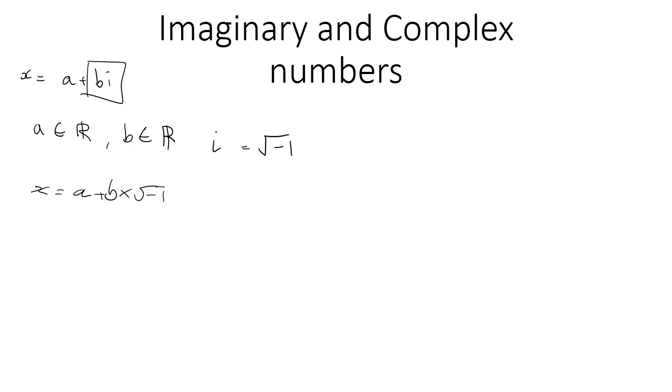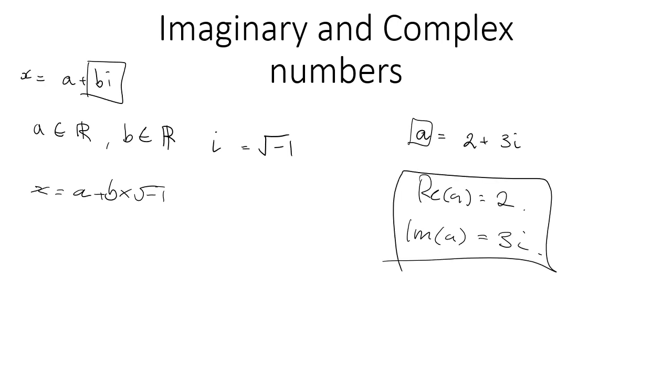So if you are given a question asking to identify the real and the imaginary part of a complex number, let's say we were trying to find the real part and the imaginary part of this complex number a, it would be 2 plus, say, 3i. You would say that 2 is the real part. You write it as Re(a), and you write Im(a) equals 3i. That would be like one of the questions in your exam.